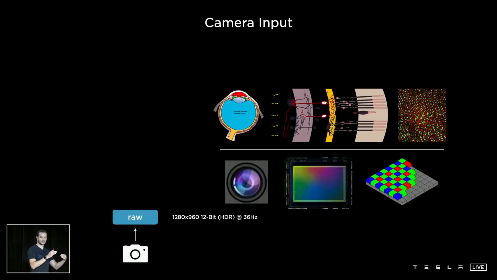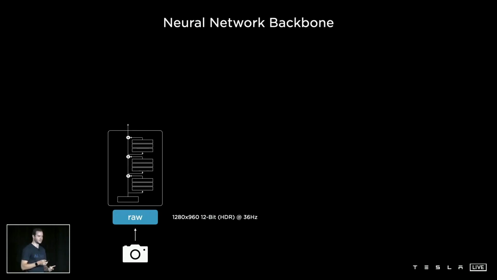A single image has to be analyzed by a neural net and processed into little pieces of the vector space. So this processing took the following shape. We take a 1280 by 960 input, and this is 12-bit integers streaming in at roughly 36 hertz. Now we're going to process that with a neural network. So we instantiate a feature extractor backbone. In this case, we use residual neural networks. So we have a stem and a number of residual blocks connected in series.